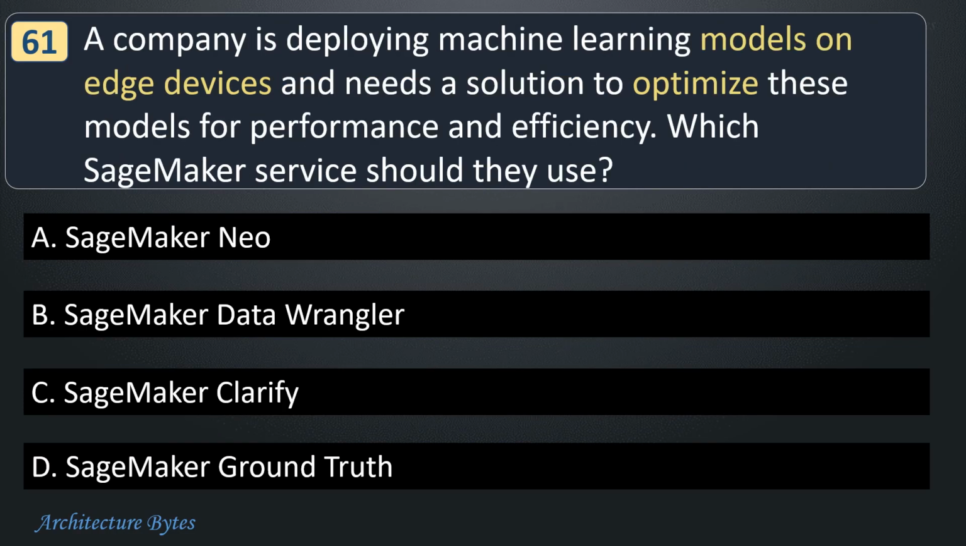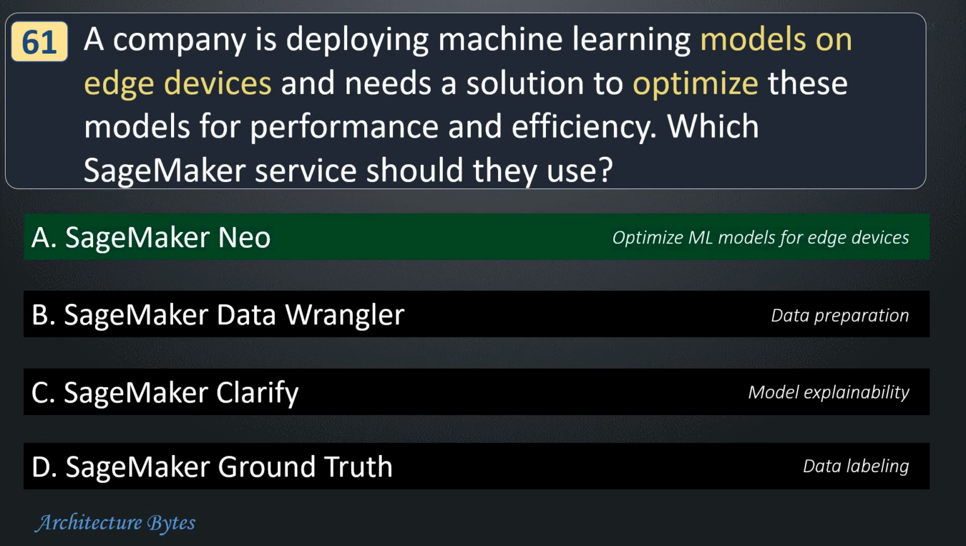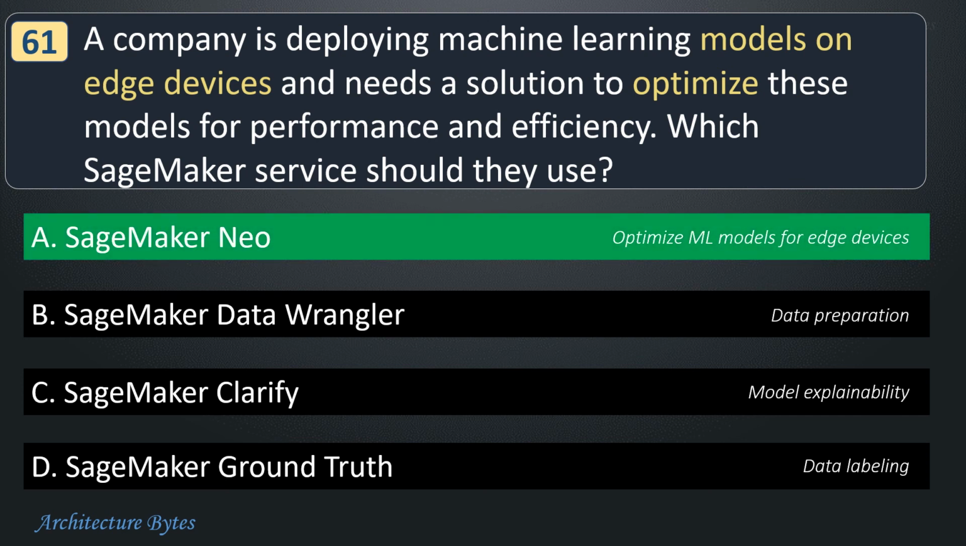A company is deploying machine learning models on edge devices and needs a solution to optimize these models for performance and efficiency. Which SageMaker service should they use? Our options are SageMaker Neo, SageMaker Data Wrangler, SageMaker Clarify, or SageMaker Ground Truth. Option A, SageMaker Neo, is the right answer here.